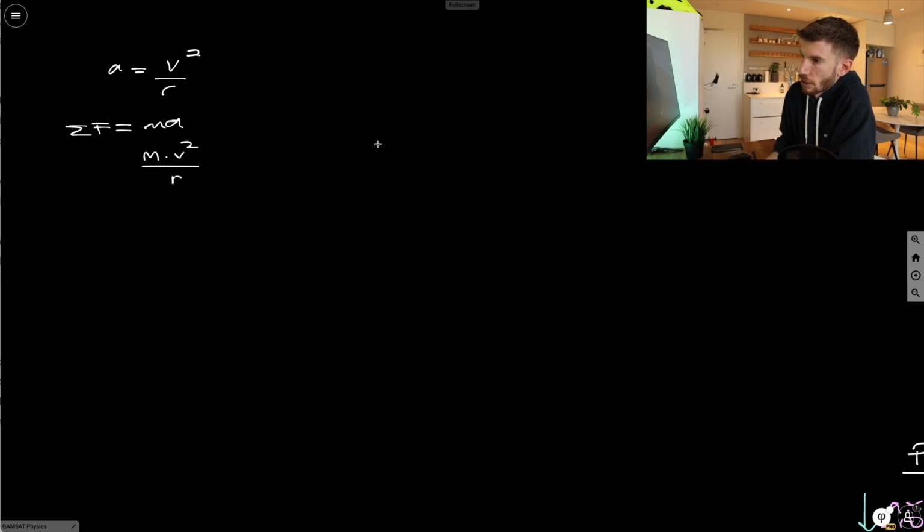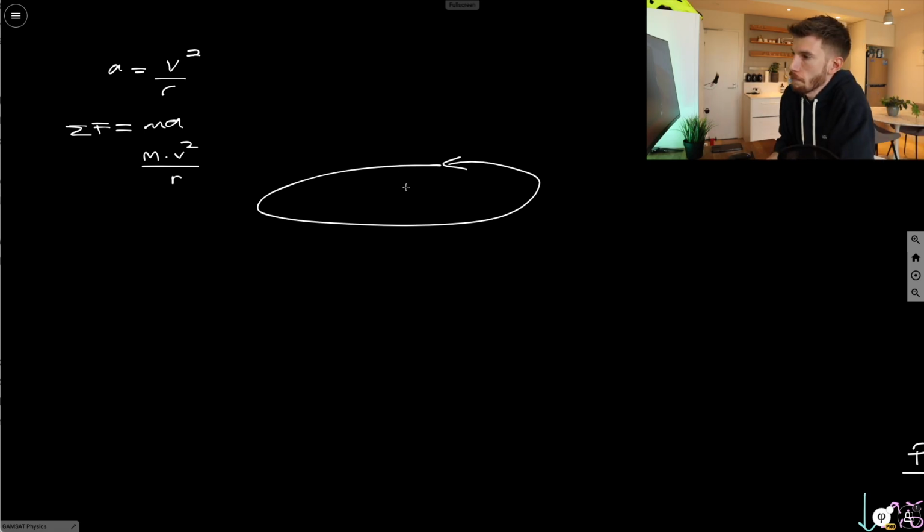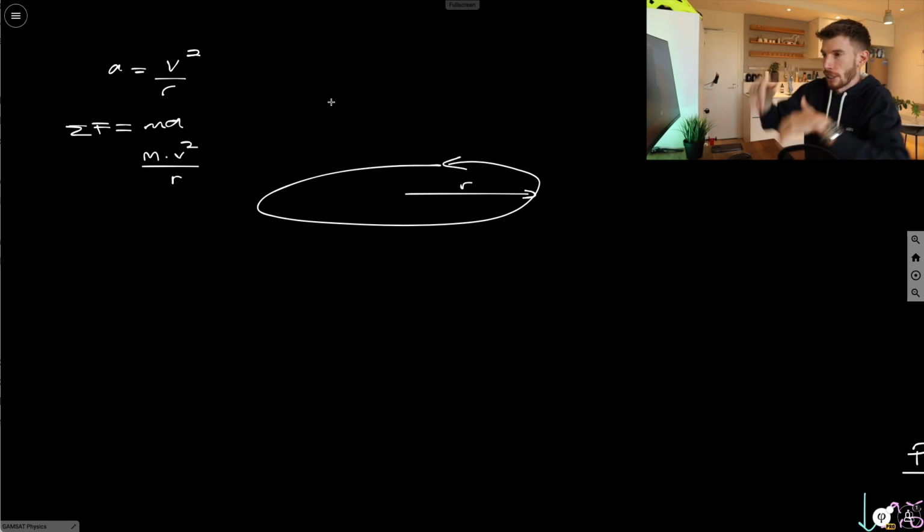So if we had, for example, something going around in a circle like this in the flat plane or in the horizontal plane, then the idea is that the radius of its path, given here, looks like an oval, but we're taking like an oblique angle to it.